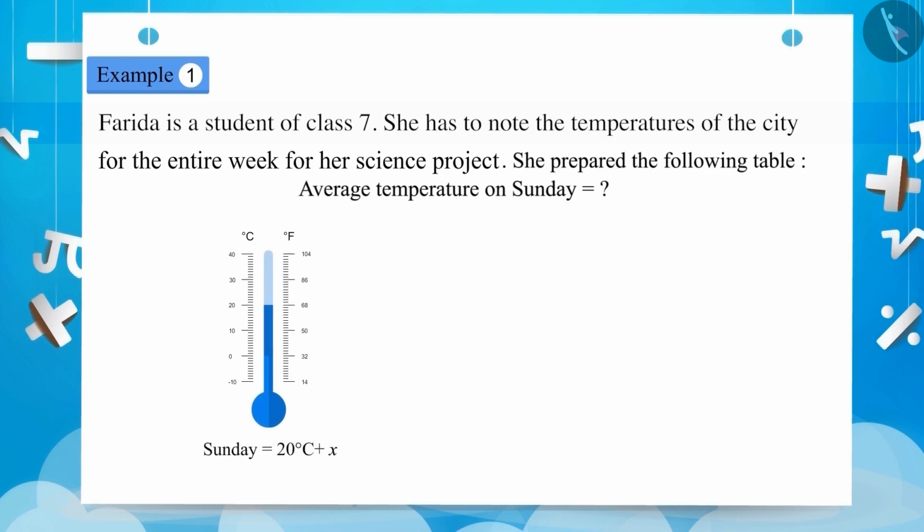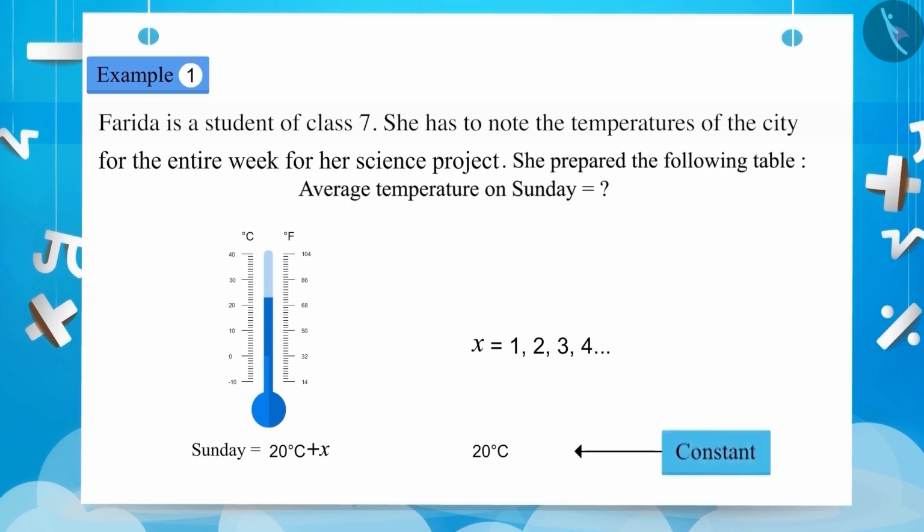For example, if we show the temperature on Sunday as 20 degrees Celsius plus x, then x can take different values such as 1, 2, 3, 4, etc. Therefore, the temperature on Sunday can be anything like 21 degrees Celsius, 22 degrees Celsius, 23 degrees Celsius, etc. But the value of 20 degrees Celsius is certain and it does not change. So, we call it a constant.